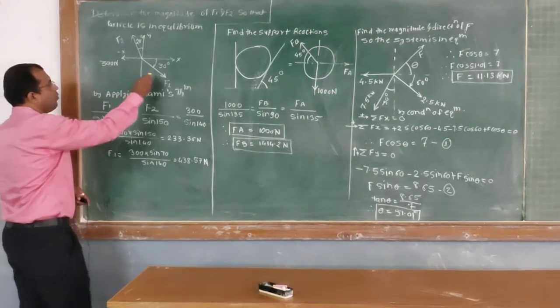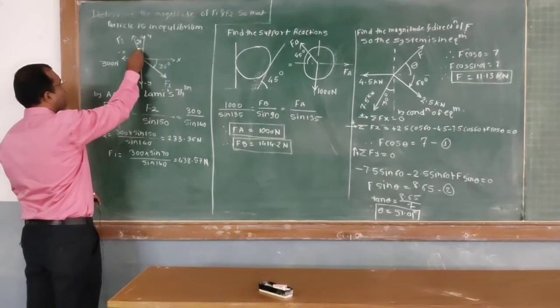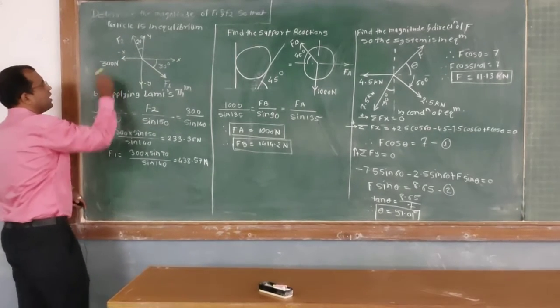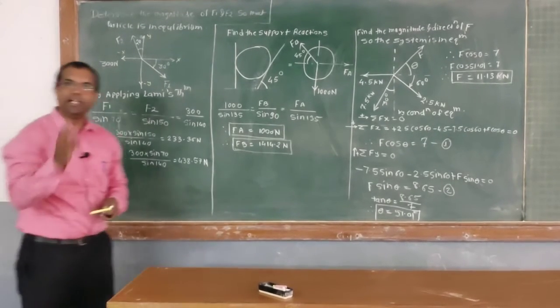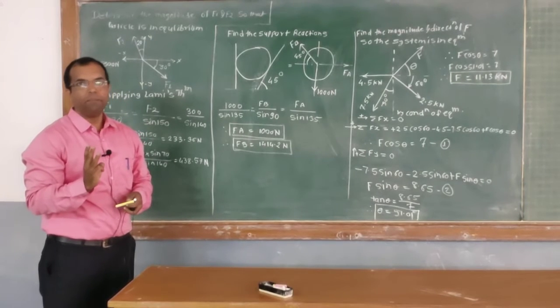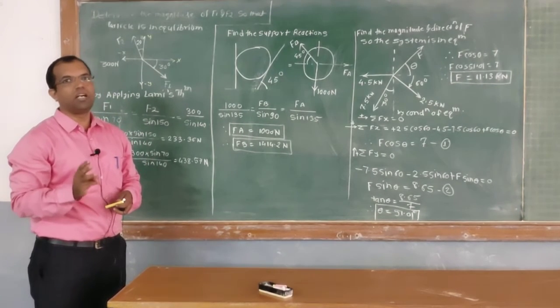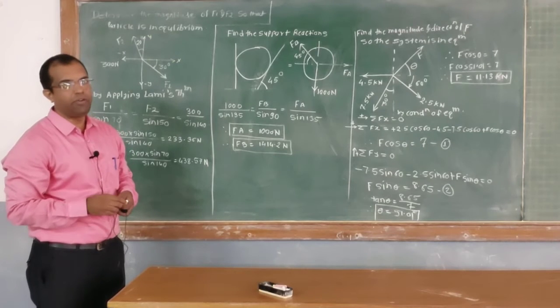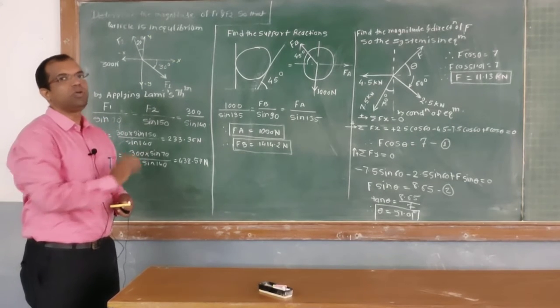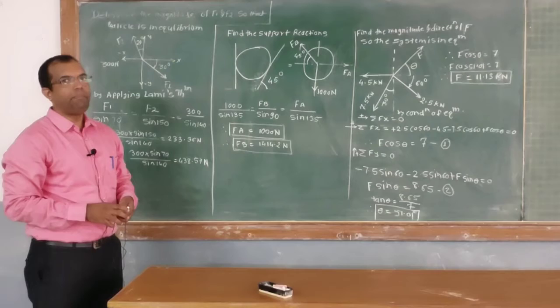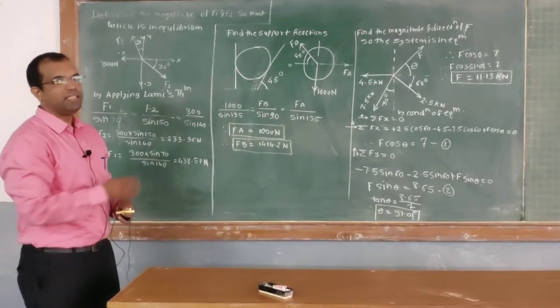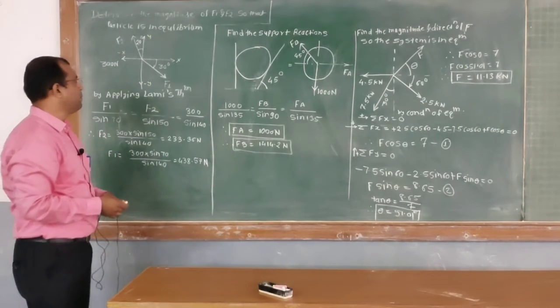So how many forces are there? F1, F2 and let's say 300 Newton. Only 3 concurrent forces are given, and we know that Lami's theorem is applicable for 3 concurrent forces which keep the body in equilibrium. So we can easily solve this problem by using Lami's theorem. Let's tackle this problem by using Lami's theorem.